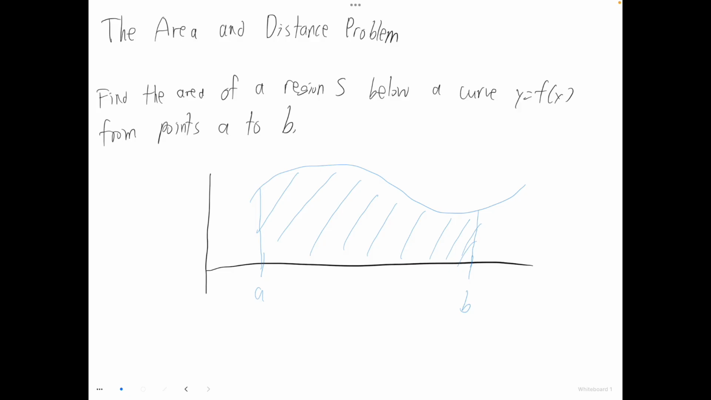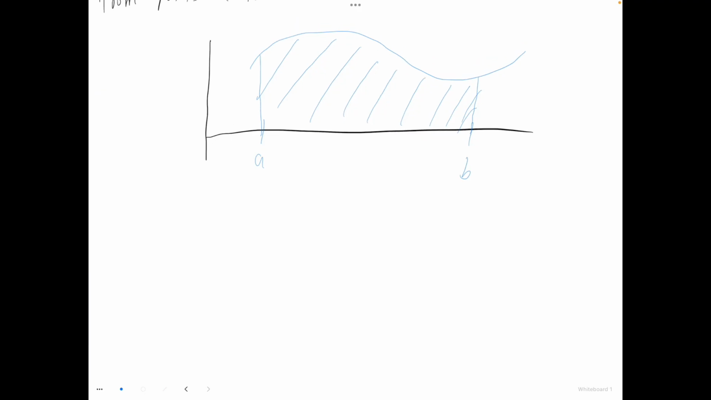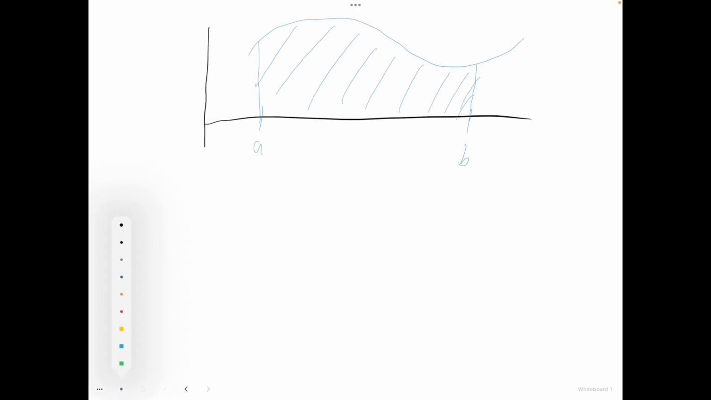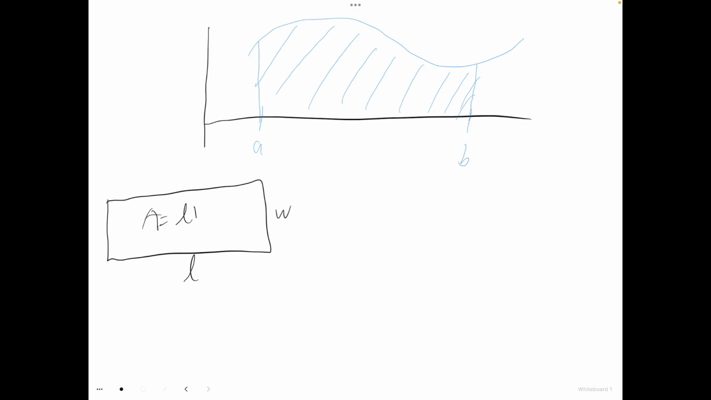Now, to help us with this, we're going to think about how we usually compute areas. There are a few ways that we know how to compute areas. If you have a rectangle with length L and width W, the area is just length times width. If we have a triangle with base B and height h, the area is given by 1/2 base times height.